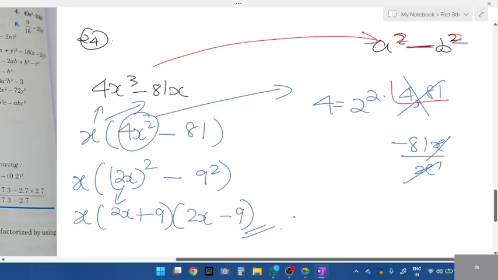And check. Can we further factorize anything? Is it possible? Look at the third value. We have minus 9 is a perfect square. Can I write 9 as 3 square? But 2x is not a perfect square, right? 2x is not a perfect square. Therefore, you can't factorize. This is the final answer.